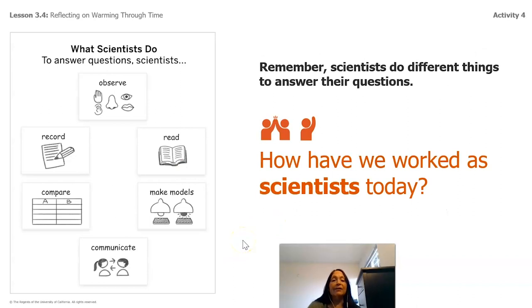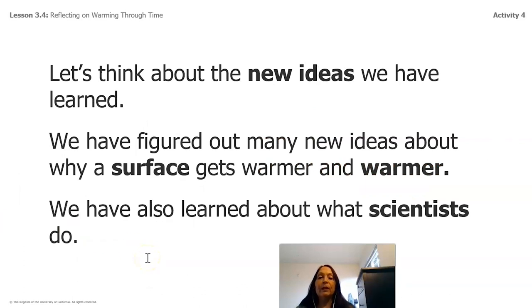So remember, scientists do different things to answer their questions. What scientists do to answer questions: we observe, record, read, compare, make models, and communicate. We have done all of those things that scientists do in order to arrive at our answer. So let's think about the new ideas we have learned. We have figured out many new ideas about why surfaces get warmer and warmer. We have also learned about what scientists do.